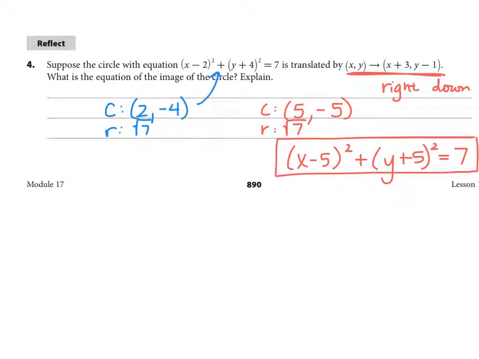Now, there is a way for you to have done that without having to name the center and the radius from the original equation, but I think that kind of gets confusing, and to me, it makes more sense to name the center and the radius first, and then apply the transformations once you've identified what they are.